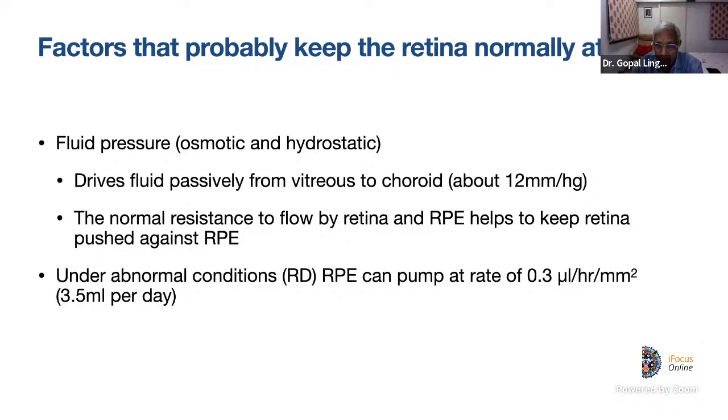It drives the fluid passively from the vitreous towards the choroid and has a pressure gradient of about 12 millimeters of mercury. So the normal resistance to this flow is by the retina and the pigment epithelium, and this is what keeps the retina pushed against the RPE.